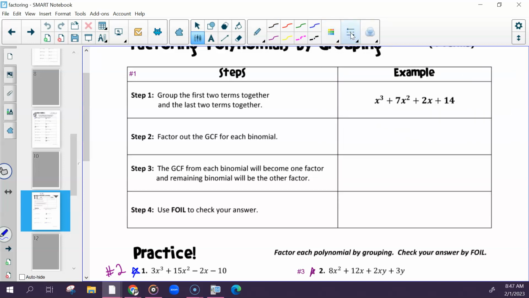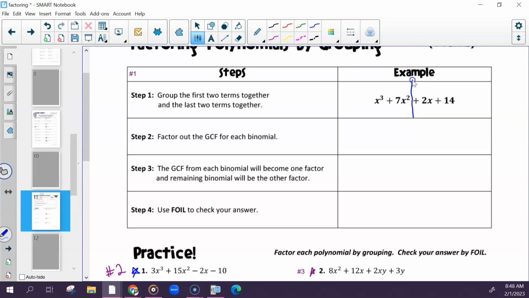Okay, so in this example, there are 4 terms. Notice that none of them are like terms, so they can't be combined. Split it down the middle, or group it so that the first 2 go together and the last 2 go together. Whatever the sign of the third term is goes with the second set of numbers. Then we're looking for the GCF of both sides separately. They may be the same, but usually they're not.